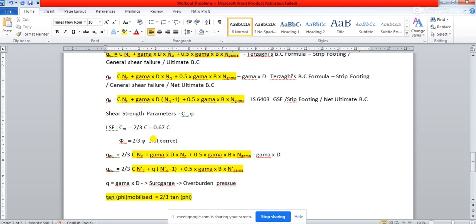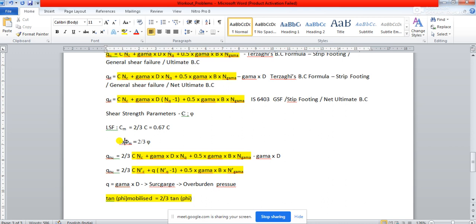So what has Terzaghi defined to get the mobilized angle of internal friction? You should make tan of phi m equal to 2/3 of tan of phi. Are you getting? So basically if you do this, then only you will be able to get the mobilized angle of internal friction.